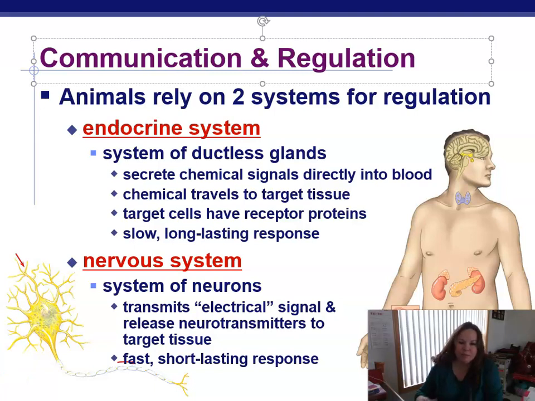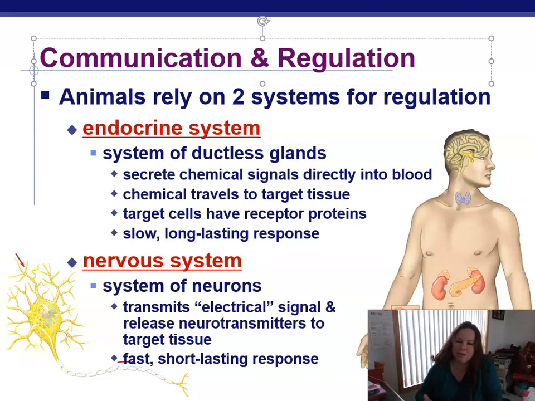As we're looking at our example today, we're going to really hone in on the endocrine system and the nervous system, as these are two systems that animals rely on for regulation. The endocrine system is that series of ductless glands like the pancreas, the adrenal glands, the testes and ovaries, the hypothalamus, the pituitary gland, and thyroid, all kinds of them there. See how many you can name. And they release their chemicals directly into the bloodstream.